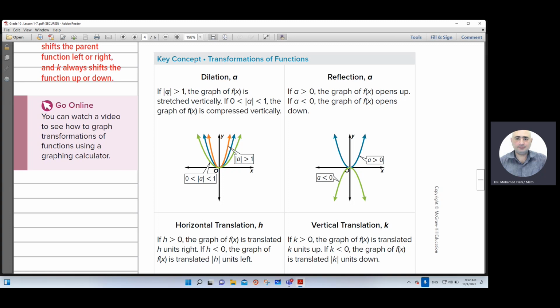As you see here, if the value of a is greater than 1, the graph of f(x) is stretched vertically. And when you have a between 0 and 1, the graph of f(x) is compressed vertically.